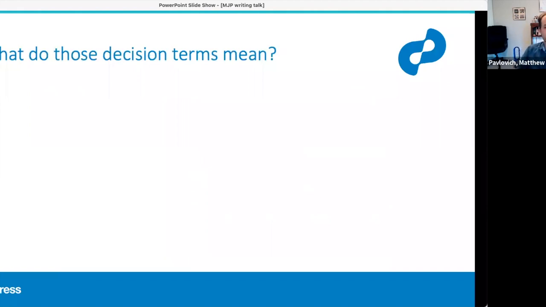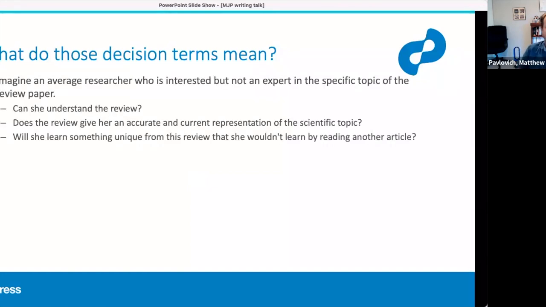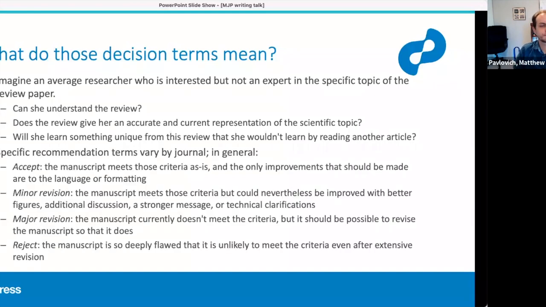What do decision terms mean? Sometimes you'll see major revision. What is a major revision? Why do we think about that? So here's some advice that I have. Imagine an average researcher who's interested, but she's not an expert. Can she understand the review? Does it give her an accurate and current representation of the topic? And will she learn something new from this review?